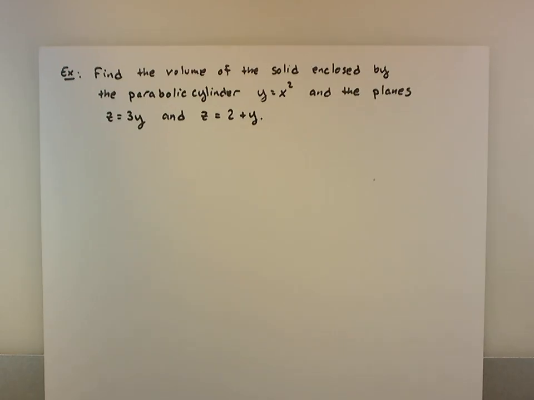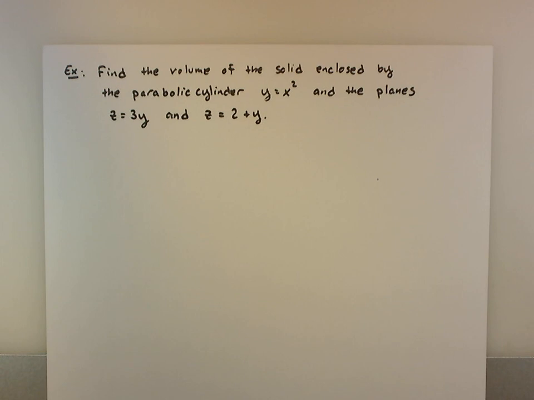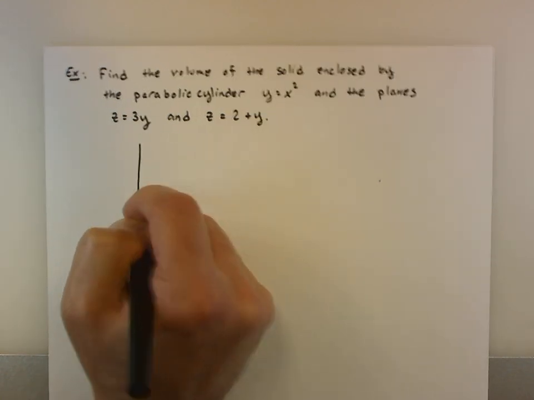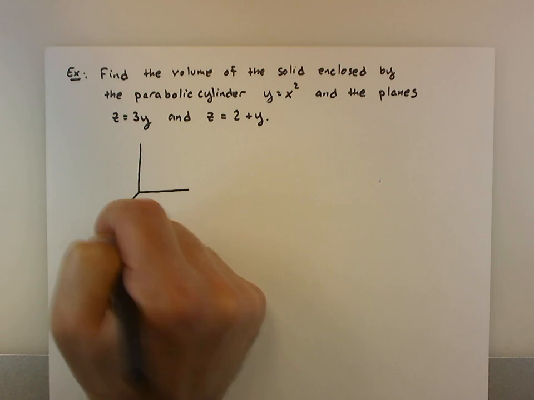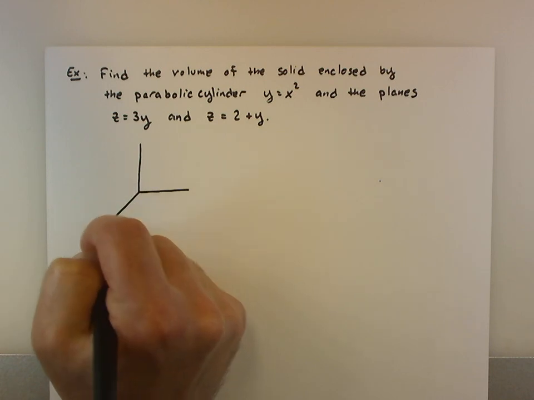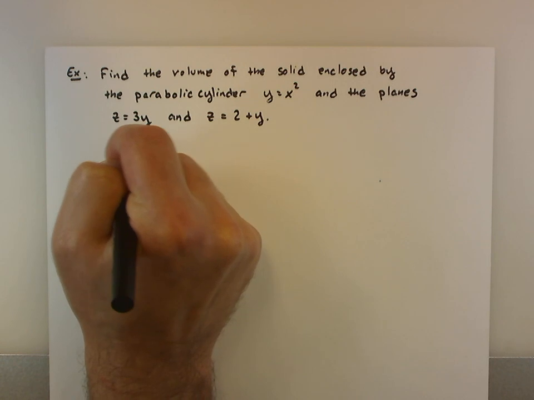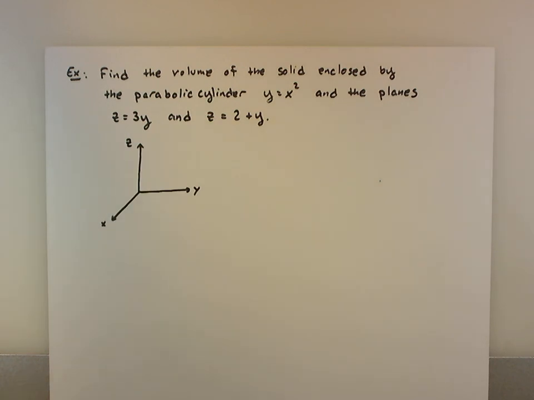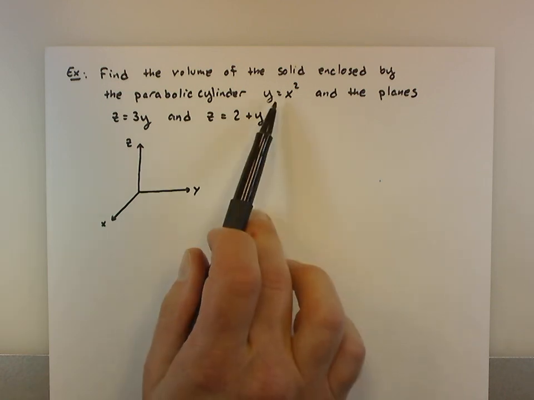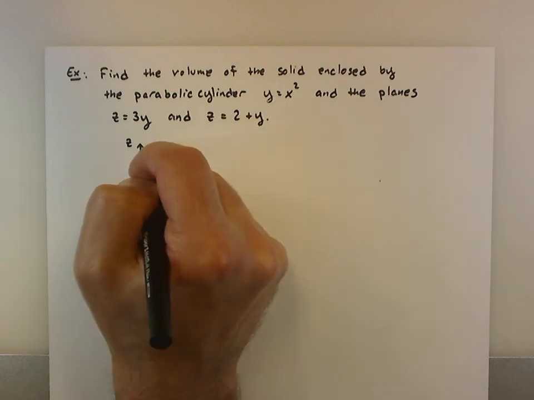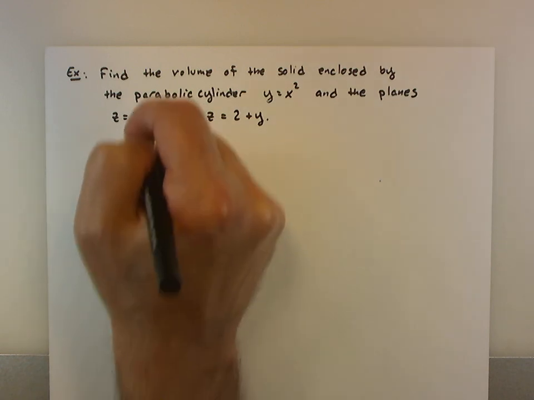Find the volume of the solid enclosed by the parabolic cylinder y is equal to x squared and the planes z equals 3y and z equals 2 plus y. So graphically, the plane z is equal to 3y. The parabolic cylinder y is equal to x squared extends along the z-axis.